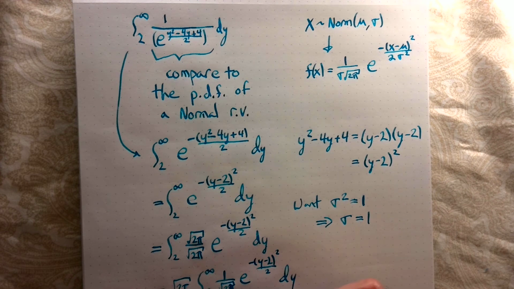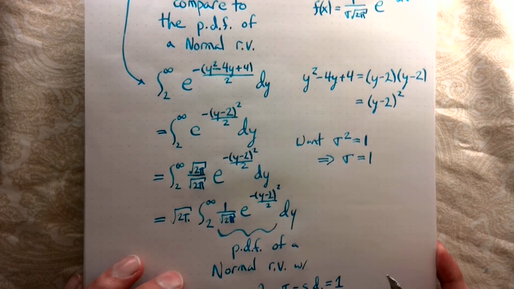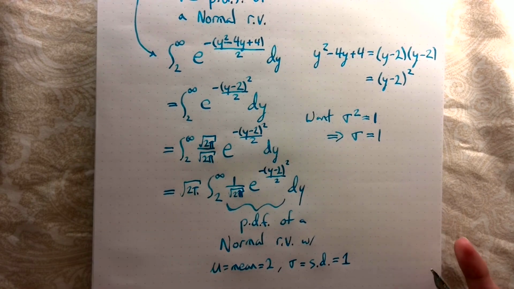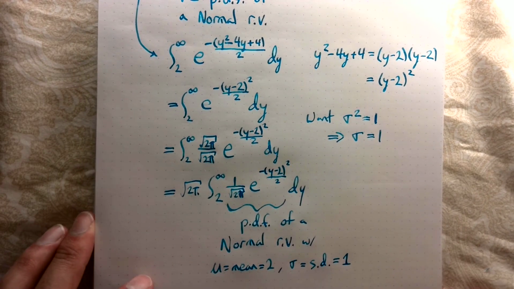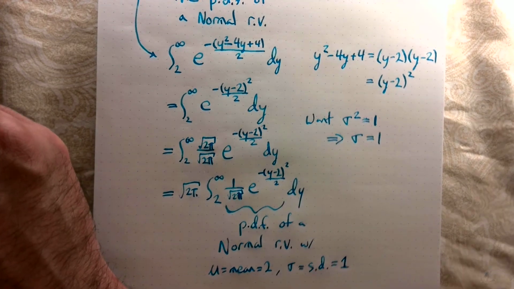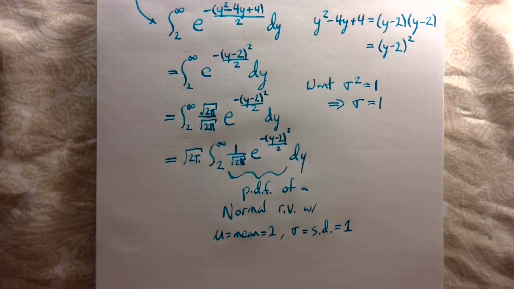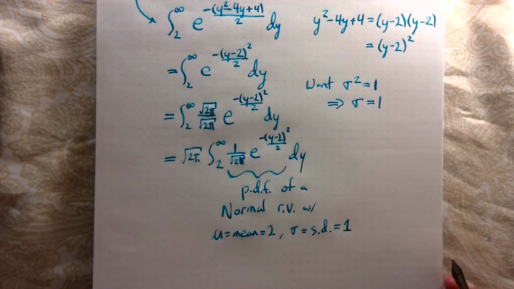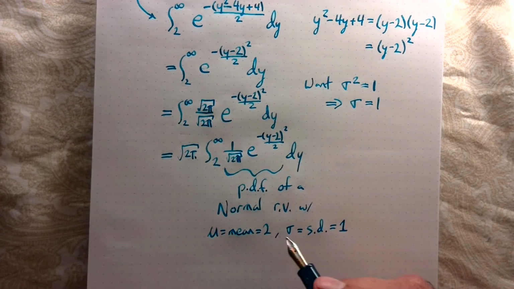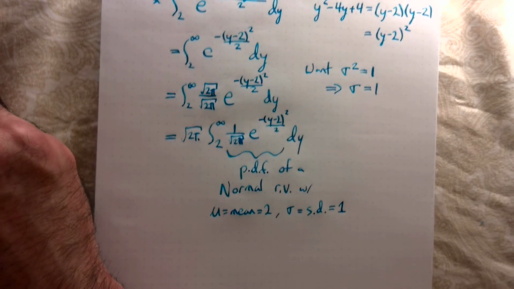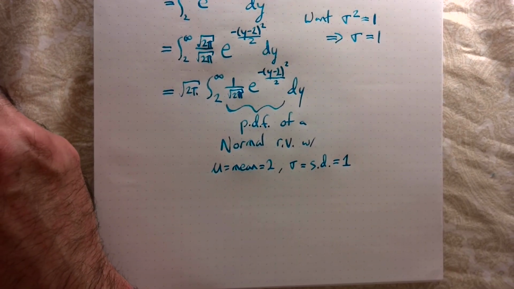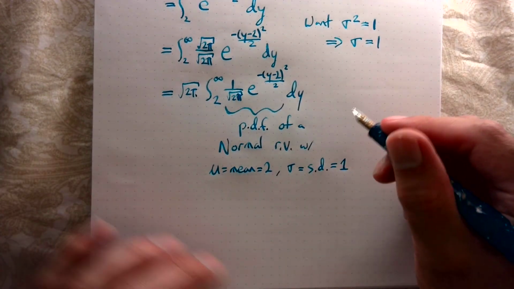So now if we were integrating from negative infinity to infinity, this integral would be exactly equal to 1, right? But we do not have that. That is not the case. We're integrating instead from 2 to infinity. So what do we want to do? We need to use the symmetry of a normal random variable density function.